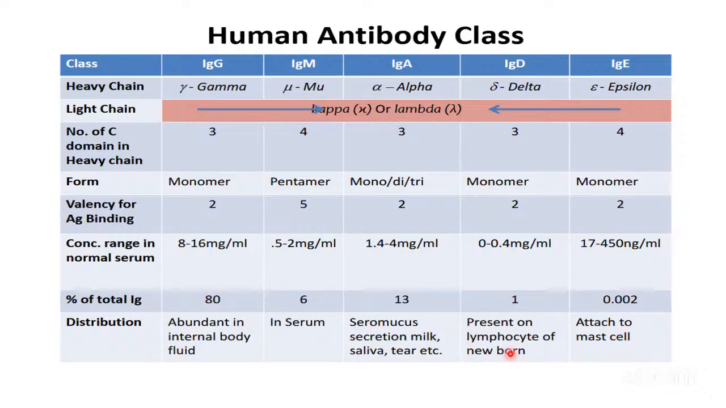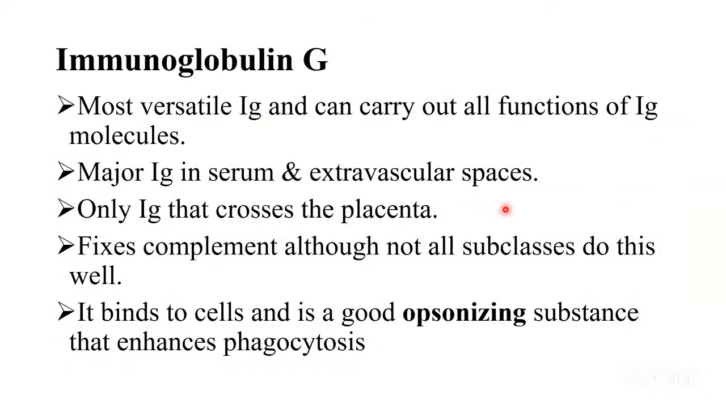And then this is the actual distribution. So IgG is 80%, IgA 13%, IgM 6%. D is 1, and then E is 0.002. Now, on the individual immunoglobulins, I just wanted to highlight this one so that you can appreciate this.